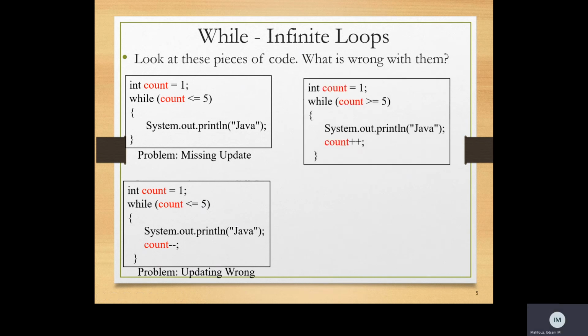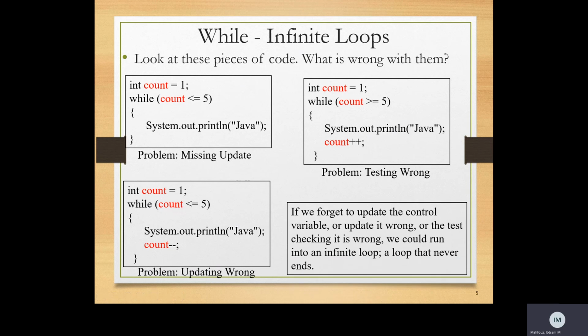Let's look at this code. Count is 1. We have our test. We're updating by adding 1. But again, we have a problem. Well, actually, this code, count is 1. Is this code going to ever run? Is 1 greater than or equal to 5? No. So this one, we're testing wrong. So this code, we were not going to actually run. So this is not going to give us an infinite loop. It's going to give us a loop that never runs. Okay. So if we forget to update the control variable or update it wrong or test wrong, we might run into an infinite loop, a loop that never ends.